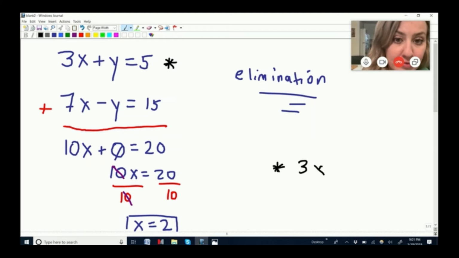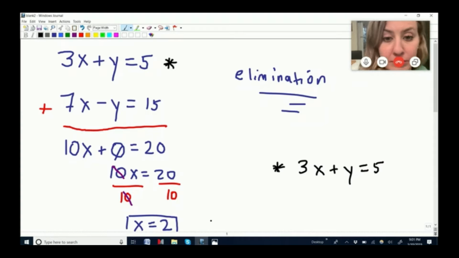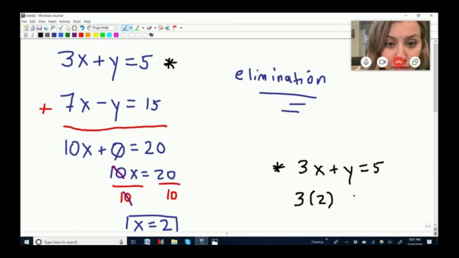Here it is, 3x plus y. And again, I could have picked the other one, but I'm just picking this one. All right, 3x plus y equals 5. Well, we already know what x is equal to, right? It's equal to 2. So that means that we could substitute 2 in for x right here. So it's really 3 times 2 plus y equals 5. Any questions so far with that?